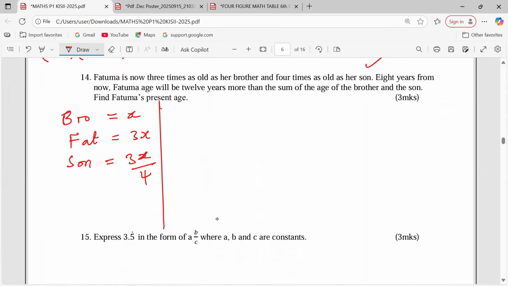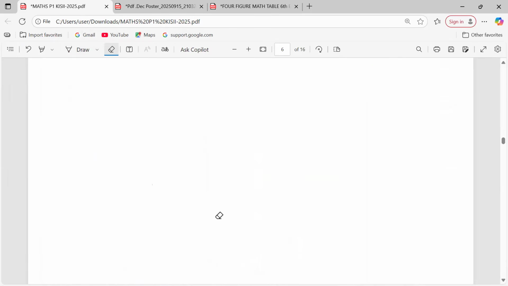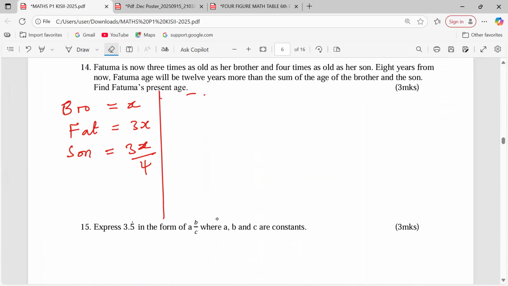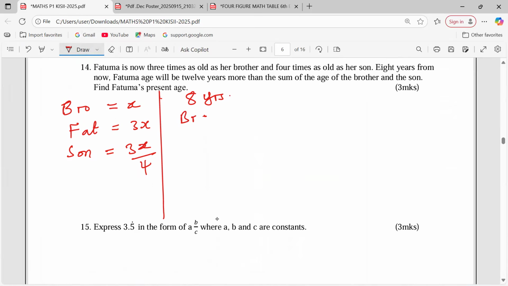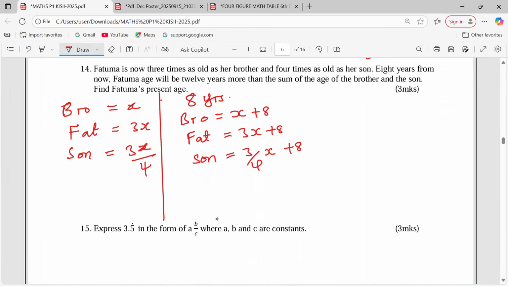8 years' time. Let me express that. The brother is going to have added 8 years. Fatuma will also add 8 years. And the son to Fatuma will also add 8 years. That is 8 years now.